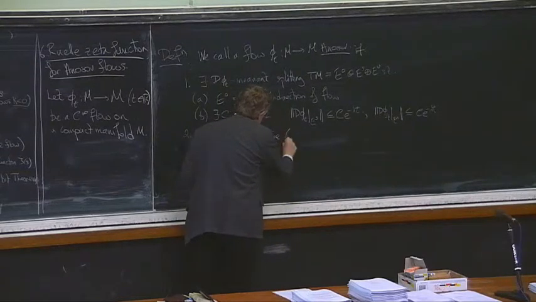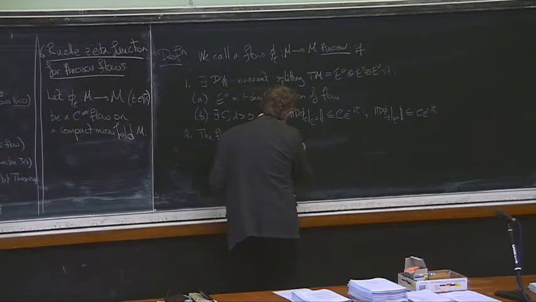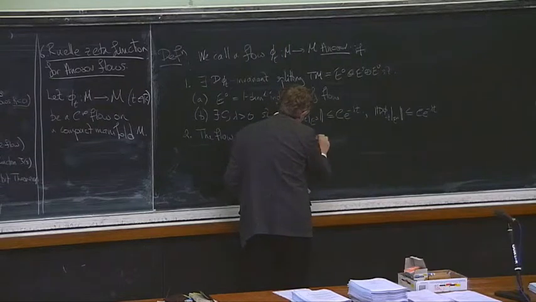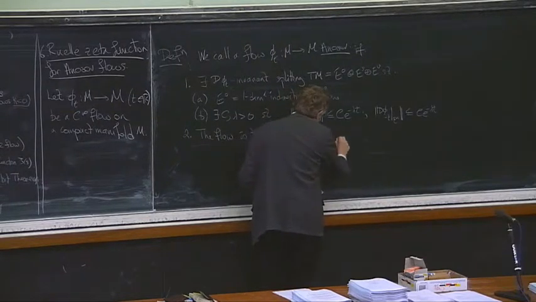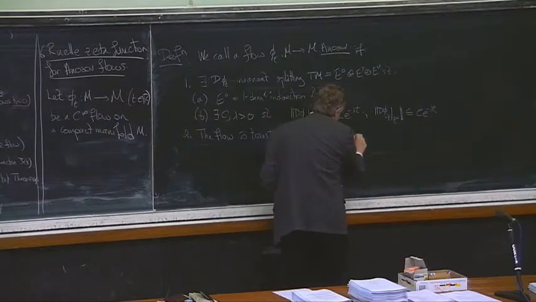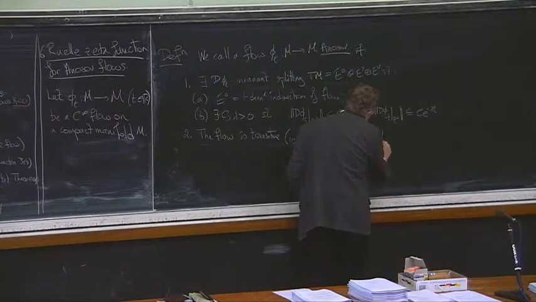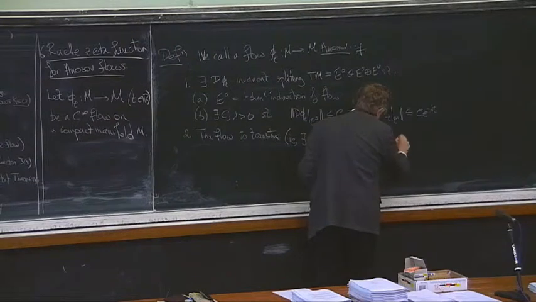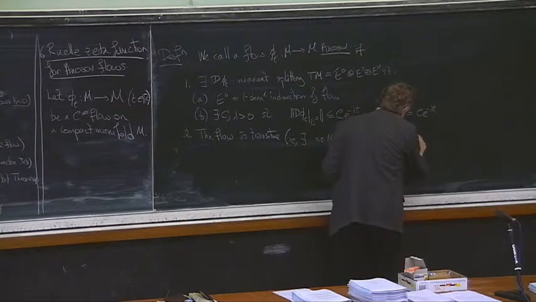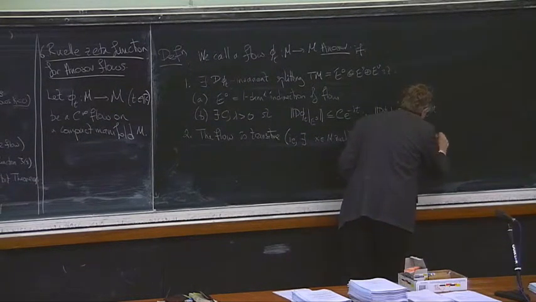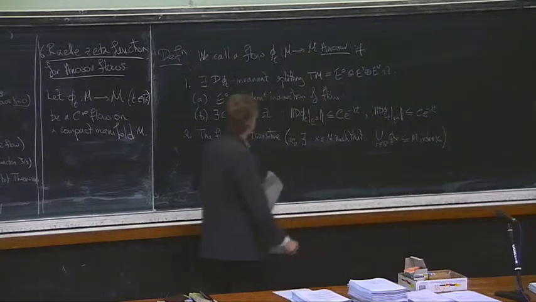Well, transitive is easy to explain. It just means that there exists a point in the manifold such that the orbit is dense. So the union over t in R of phi t of x, contained in M, is dense. So I'll just take that for granted.